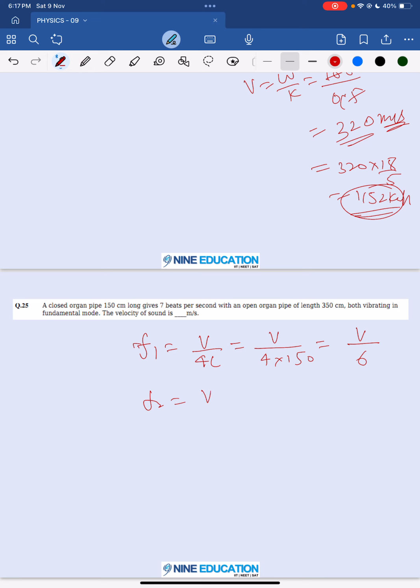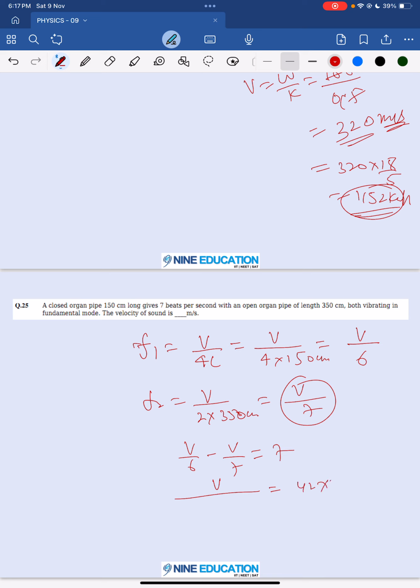What is F2 for us? The open pipe frequency is V by 2L, so with 350 centimeter, which is in centimeter, right? So we need to convert into meter. So it would be 3.5 times 2, which is 7, so V by 7. Now the frequency difference is how much? They are saying the frequency difference is 7. So V by 6 minus V by 7 equals 7. This is going to become 7V minus 6V, which is V, over 42.